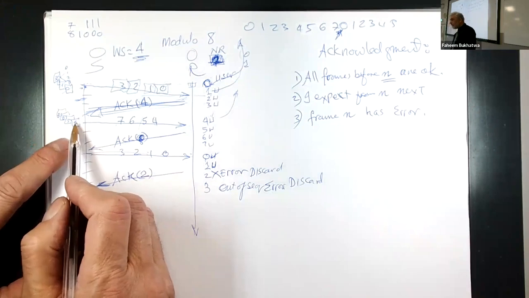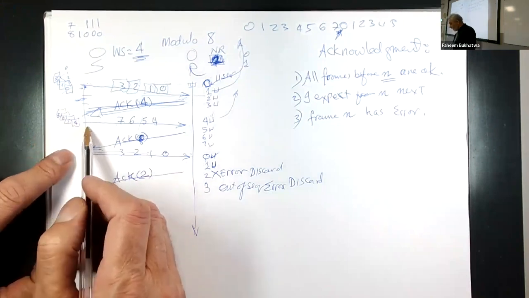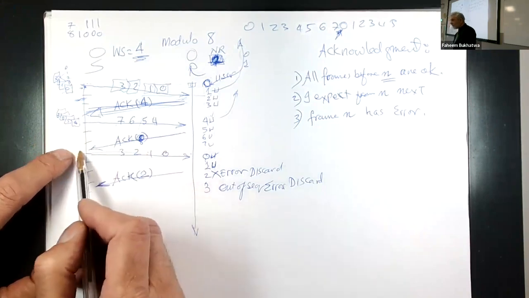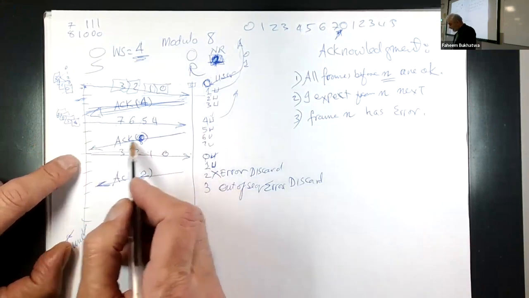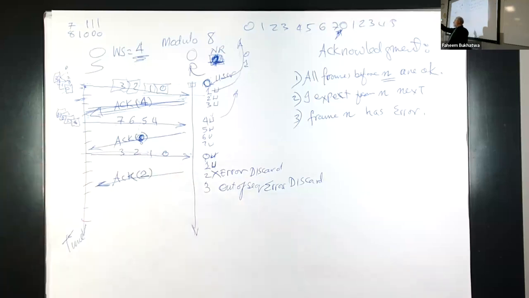And how long does the sender keep these copies in its memory? Until it gets the next acknowledgement. Now this acknowledgement says acknowledgement 0. What does acknowledgement 0 mean? Did we agree on that? Do you know what acknowledgement 0 means?